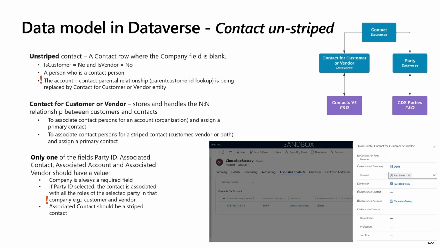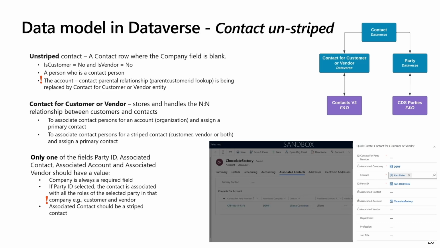We will be able to associate contact persons for an account and assign a primary contact from the list of contact persons available. We'll also be able to associate contact persons for a striped contact that can be a customer, a vendor, or both. And similarly, assign a primary contact.